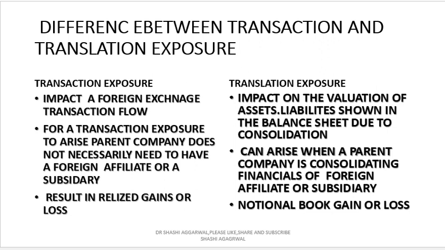For transaction exposure to arise, the parent company does not necessarily need to have a foreign affiliate, subsidiary or branch, but for translation exposure the parent company must have subsidiaries or branches in other countries. It can arise when a parent company is consolidating the financials of the foreign affiliate or subsidiaries. Under transaction exposure, there is an actual inflow and outflow, so we could have realized gains or losses. But under translation, the values of assets and liabilities are altered due to the fluctuation in the exchange rate at the time of consolidation, so it is just a notional gain or loss.